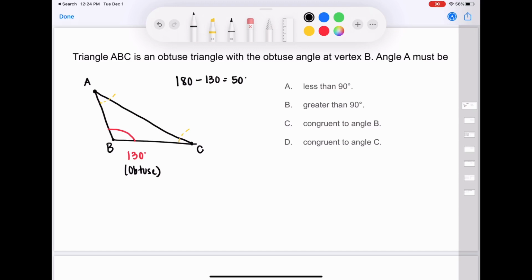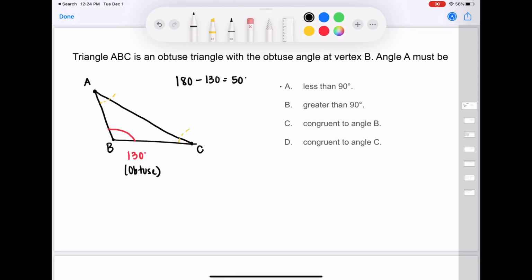Less than 90 degrees. Well, it of course needs to be less than 90 degrees, because if we have an obtuse angle, no matter what the measure of that obtuse angle is, then the other two angles must be less than 90 degrees. So that's a possible answer choice.